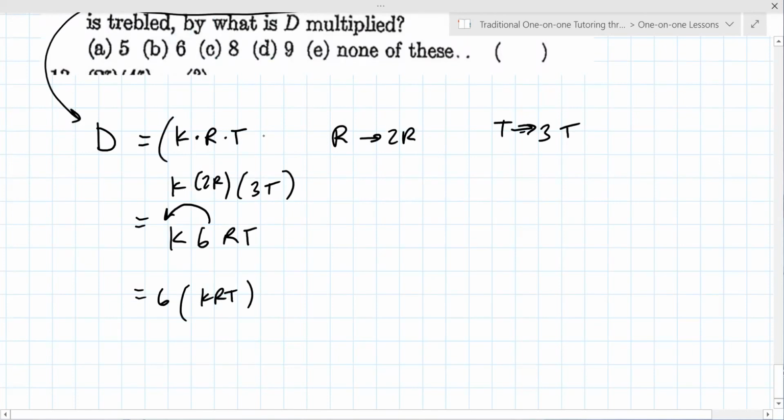I don't think you did this that much in your physics class, but a lot of times physics classes ask these questions where, how much more is this than the original? And it's 6 times.